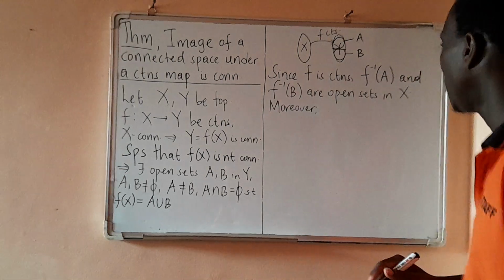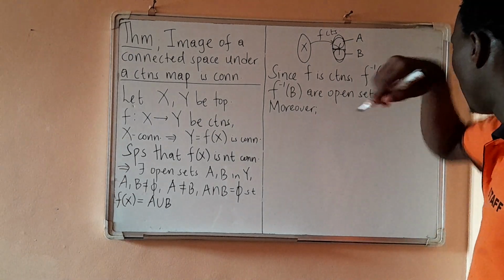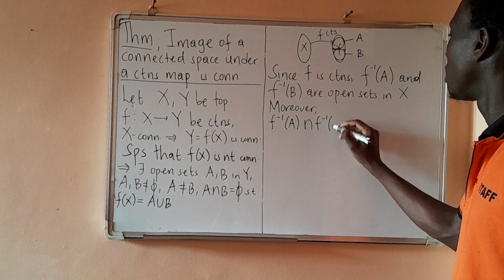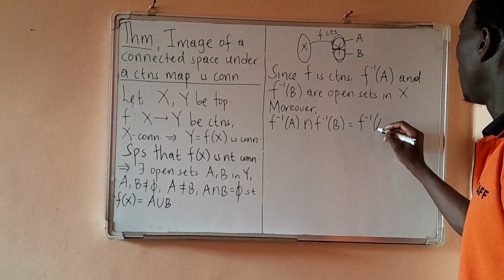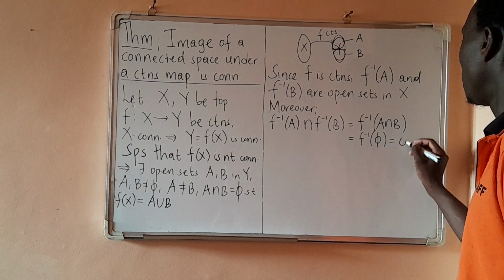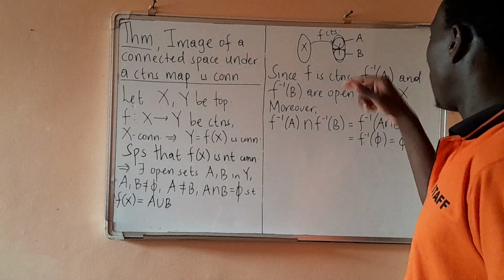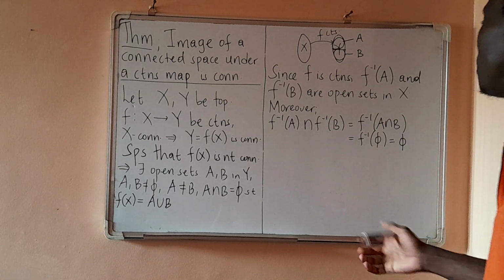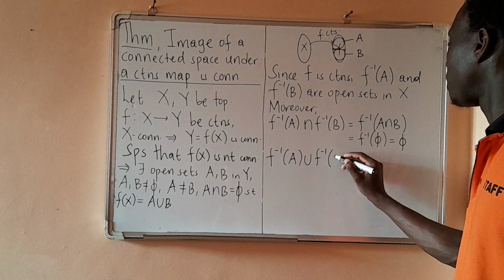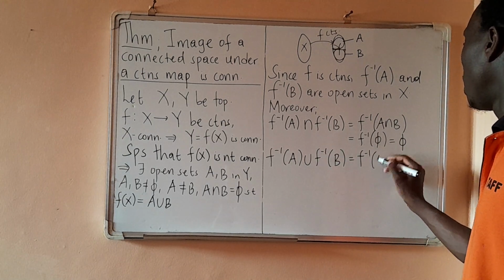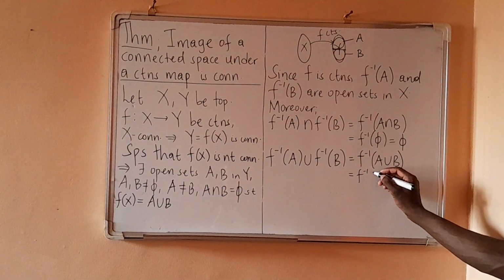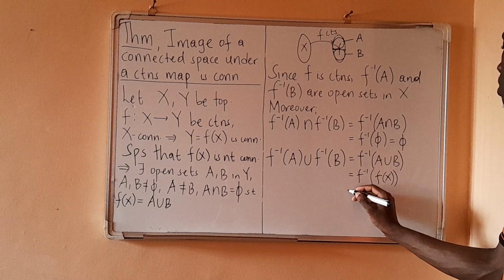Moreover, let us try to get their intersection and union. F inverse A intersection F inverse B is equal to the pre-image of A intersection B, and this is equal to the pre-image of the empty set, which is an empty set. So the intersection of these two open sets in X is an empty set. Also, the union of these two sets is the pre-image of A union B. What is A union B? A union B is F of X, and the pre-image of this is equal to X.